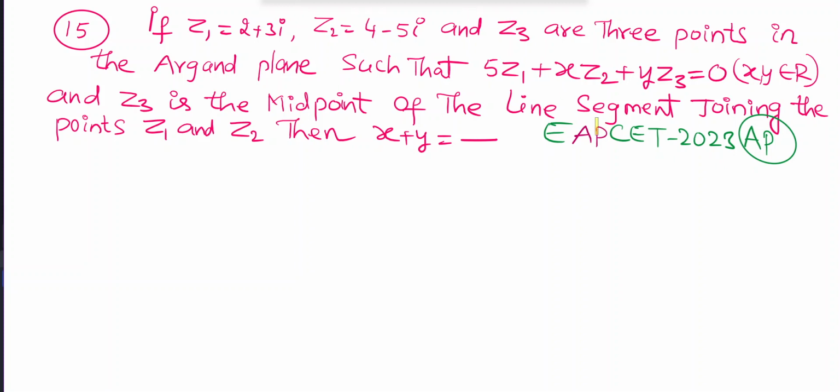This is EAPCET 2023 problem. Here is given Z1 = 2 + 3i and Z2 = 4 − 5i, and Z3 are the points in the Argand plane such that 5Z1 + xZ2 + yZ3 = 0 for all x, y belongs to R. And Z3 is the midpoint of the line segment joining the points Z1 and Z2. Then the value of x + y is dash.